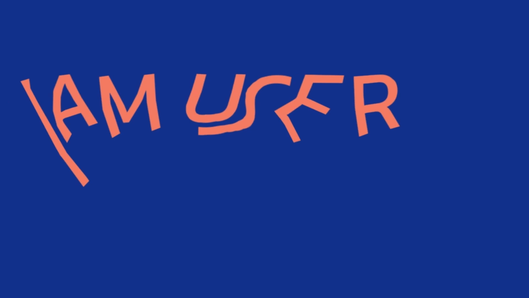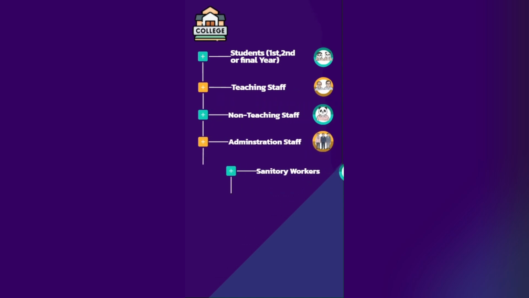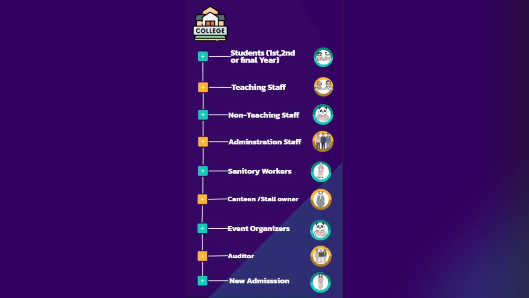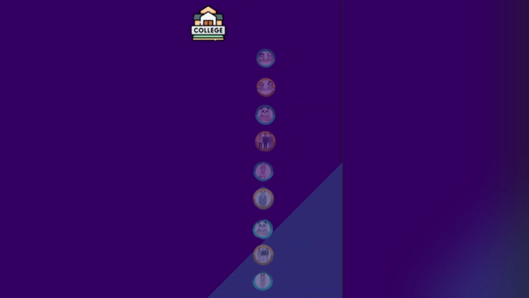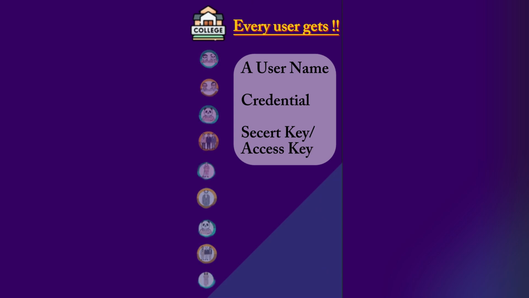IAM users. In a college, people include students from first year, second year, final year, different departments, teaching staff, non-teaching staff, admin staff, sanitary workers, stall owners, event organizers, auditors, new admissions, and many more. In AWS, these people are IAM users. Each IAM user represents a real person or an application. Every user gets a username and credentials like passwords or access keys, just like a college ID card.